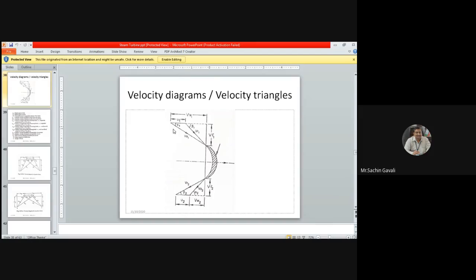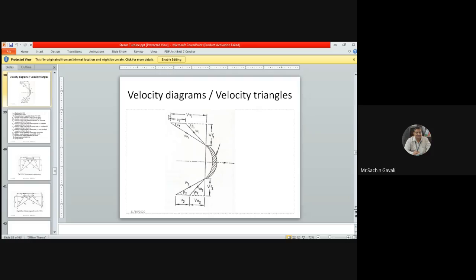The horizontal component of that V1 or VA1 is responsible for the whirling action of the blade, to rotate that blade. Which component is responsible? VW1. And VF1 is what? Whatever steam is there, to make it flow from inlet to outlet, to glide the steam over this particular blade, the VF1 component is responsible. So it is called the flow component at inlet.